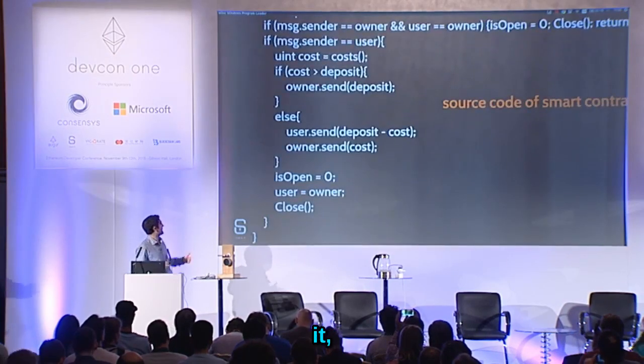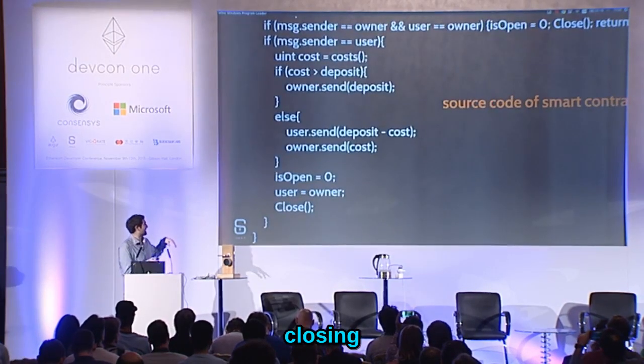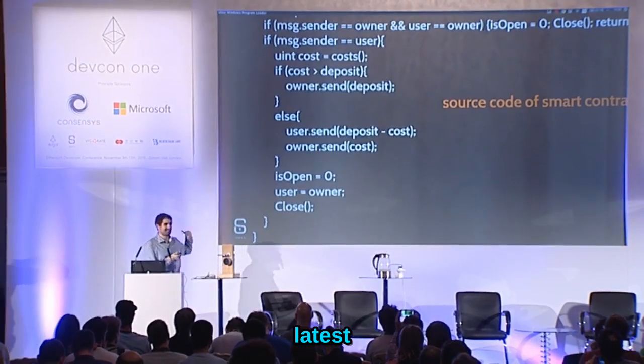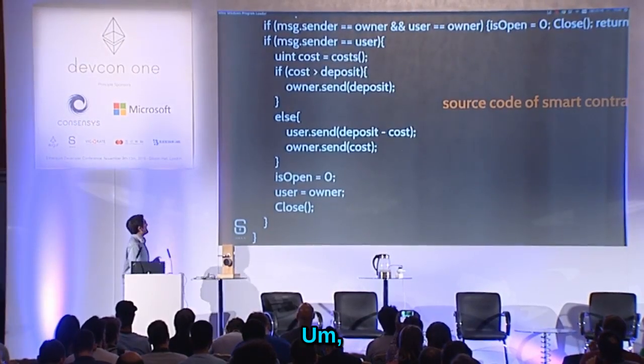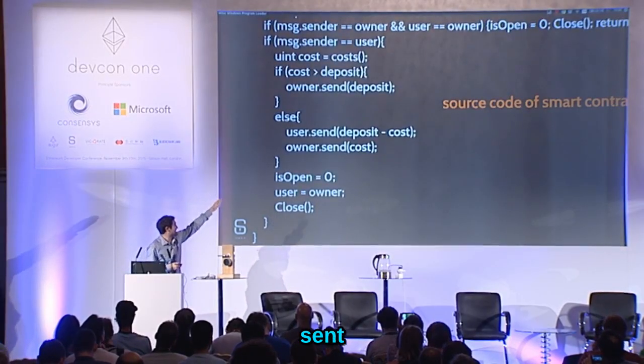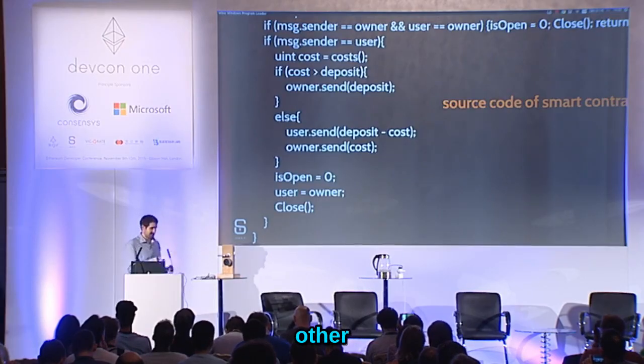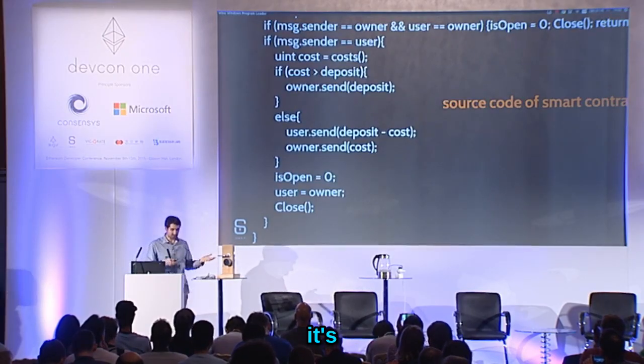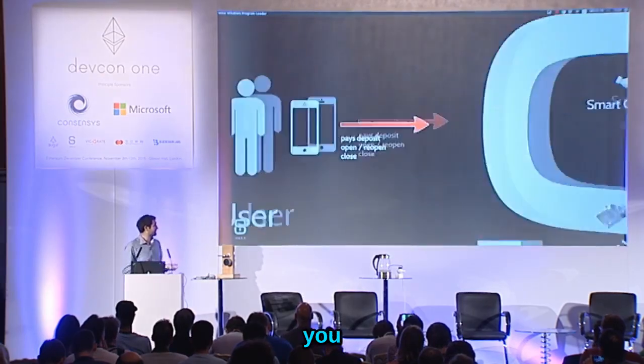Here's just a part of it. That's a part of the closing function. I need to make it nicer after the latest validity updates. But you just see something here that the user gets sent the deposit minus the cost, and the owner gets sent the cost. And there are some other edge cases handled here. So it's really simple to read. And you have the smart contract.